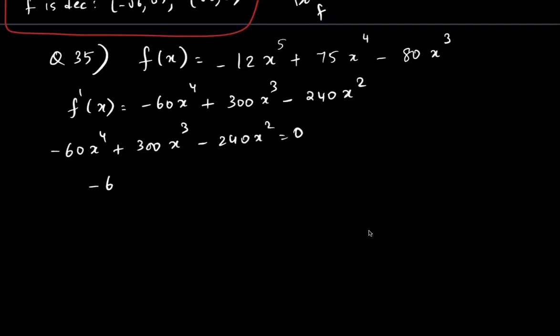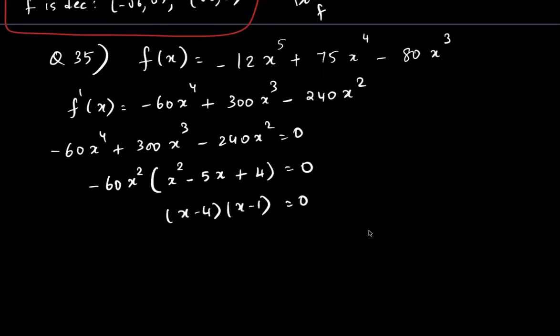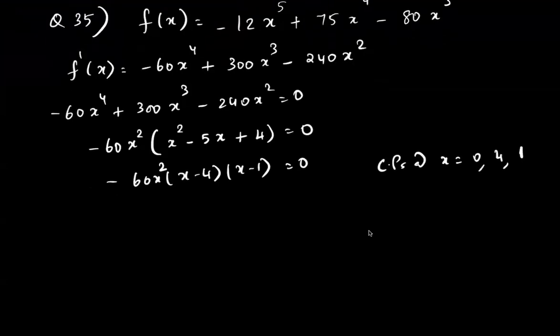And I take negative 60x squared as a common factor. So I have x squared minus 5x plus 4 equals 0. I factored this. I have x minus 4, x minus 1. So which means I have 3 critical points at 0, 4, and 1. So then I do the number line. The natural domain of this function is negative infinity to infinity. My critical points are at 0, 1, and 4.